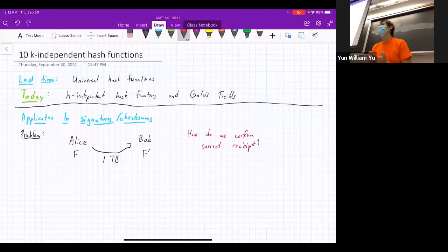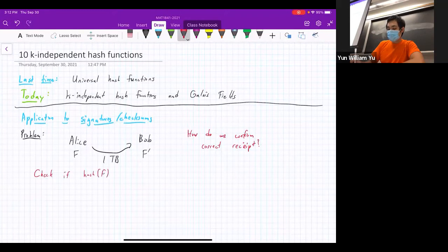There are a number of different things you could do. Some of you may have heard of error correcting codes, which are often used for network transmission. That is not exactly what we're going to be doing here. We're going to use a slightly different method based on hash functions instead. You could assume you have some universal hash function and check if hash of F is equal to hash of F prime. Then with high probability, if the two hashes are the same, you actually received the correct file, because if they're different files, you have a less than 1/m chance of accidentally having a collision.